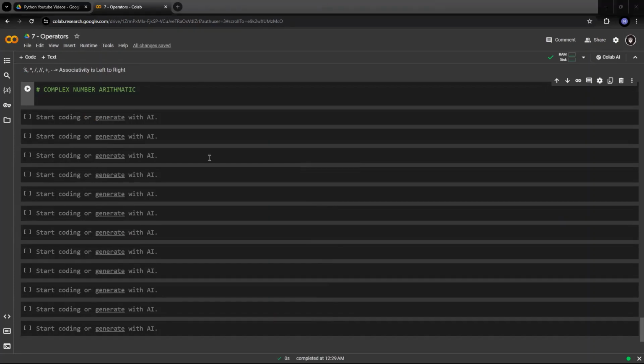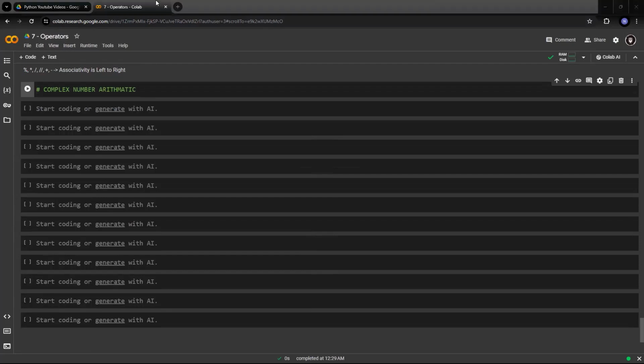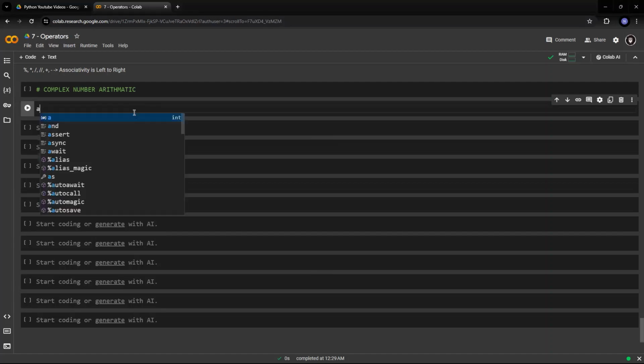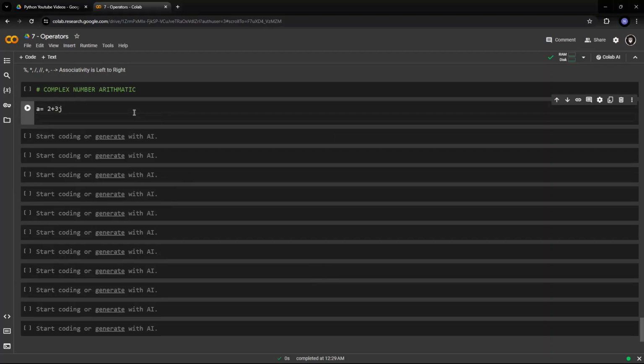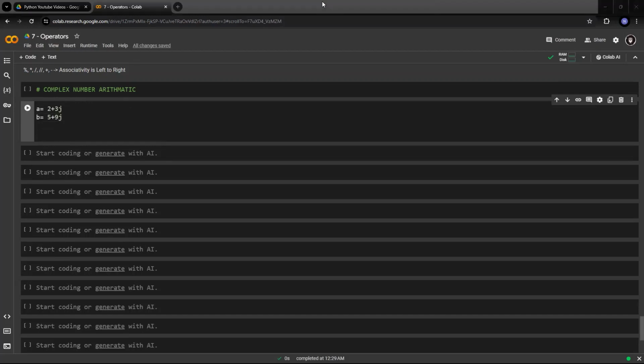Now, as I said, arithmetic operators behave slightly differently when you are doing any operations on complex numbers. So if I have a complex number a equals 2 plus 3j, and I have another number b which will be equal to 5 plus 9j, now if I try to add these two numbers.